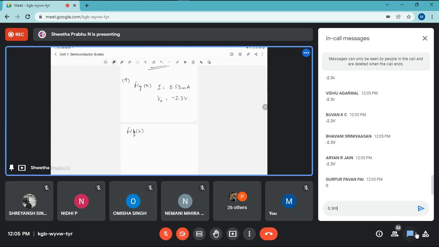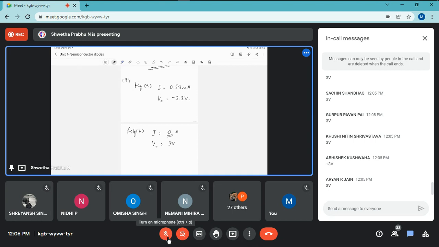Coming to figure B, tell me the current value and the output voltage. Someone has typed 0.3. It can't be 0.3 because the circuit is reverse biased here. Please look at the current direction and the diode. So therefore the current flowing through the circuit is 0 amperes. No current flows through the circuit. What about output voltage? It is 3 volts. Correct. Right. This is the answer. Next.